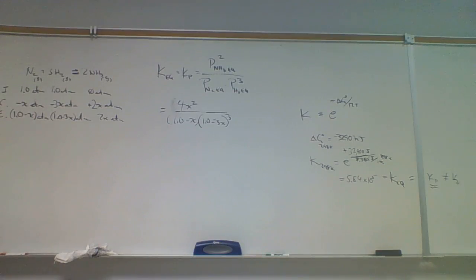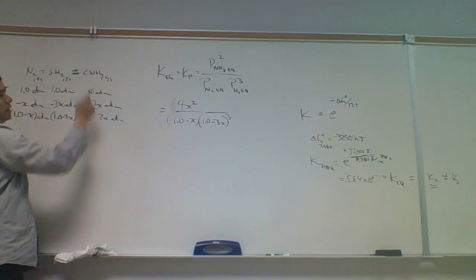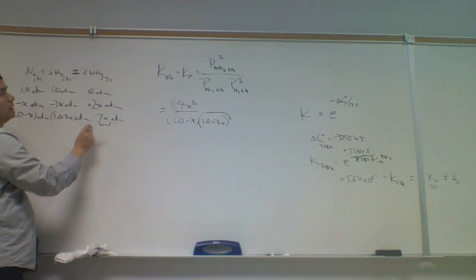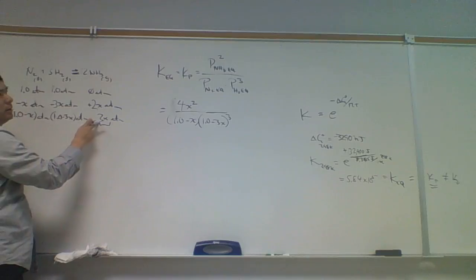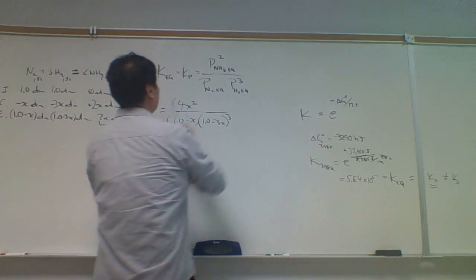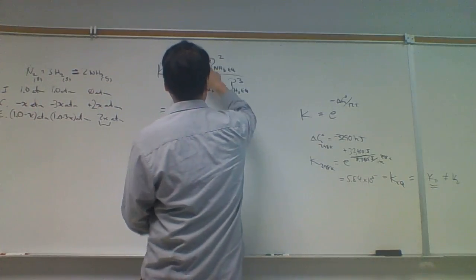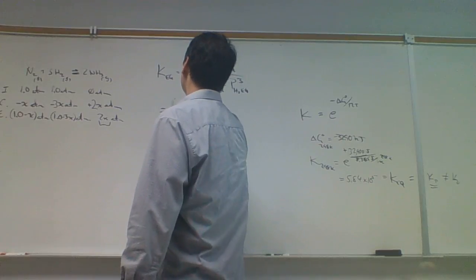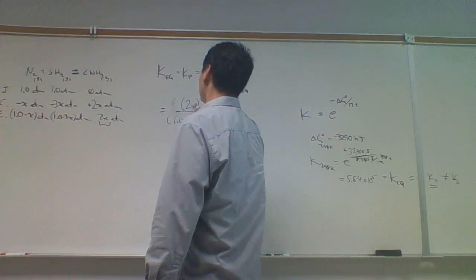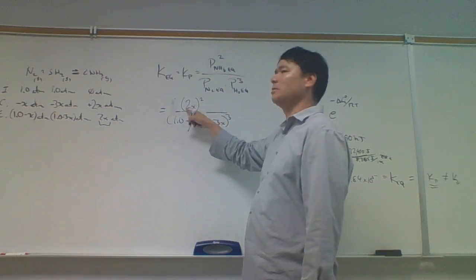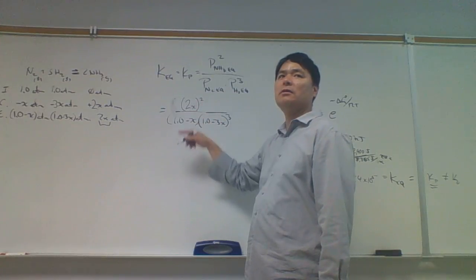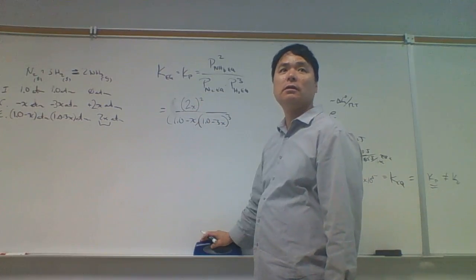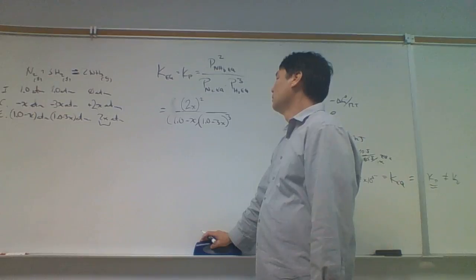Why do you have to square? Because the pressure of the ammonia is 2x. And so if I look at the pressure of the ammonia, and then I got to put that in here. The pressure of the ammonia is 2x, and then I need to square the pressure of the ammonia. Well, if I got to square the pressure of the ammonia, I got to square everything inside there.